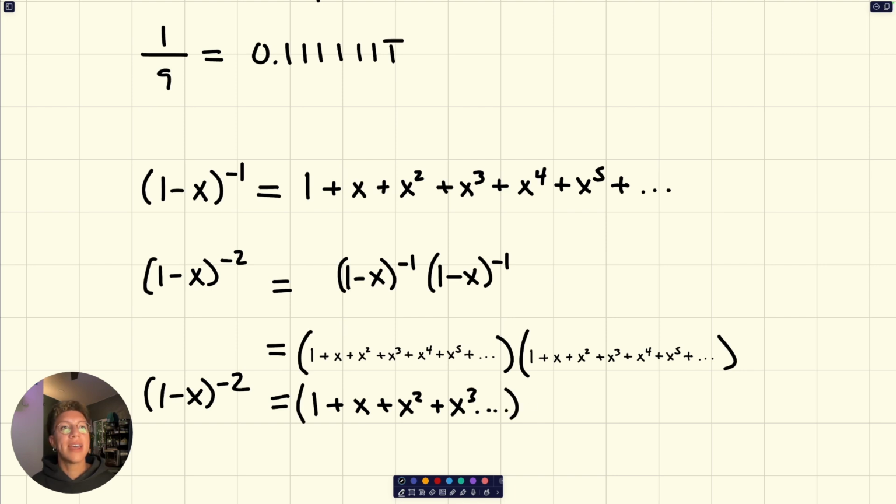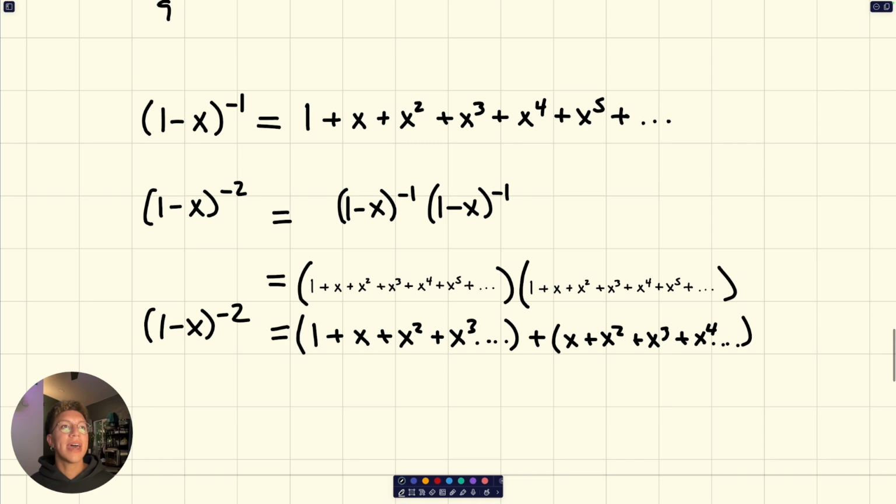And then we'd add that to the next set of terms. We take x and multiply them by everything. So we get x plus x squared plus x cubed plus x to the fourth. And that would go on forever. And then we could do the third term. So x squared times everything. So we get x squared plus x cubed plus x to the fourth plus x to the fifth. And that would go on forever.